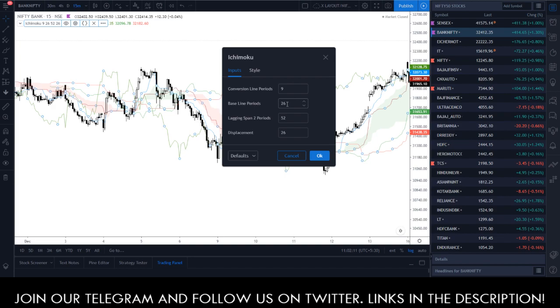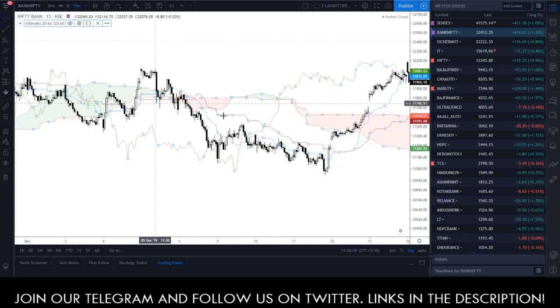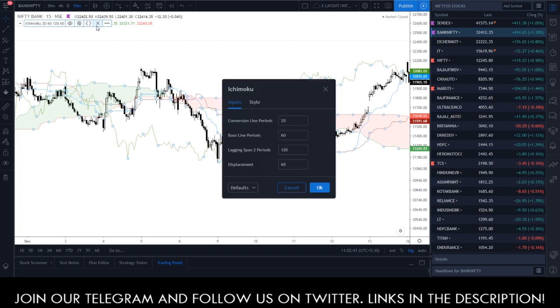And if you are trading in forex markets or markets which open 24 hours, right? So what you can do for those markets, you can double these. If it's 9, you should take it to 20. If it's 26, you can take it to 60. If it's 52, you can take it to 120. So this will change considerably. Use this setting only if you are trading the 24-hour market, like the international forex markets, right?